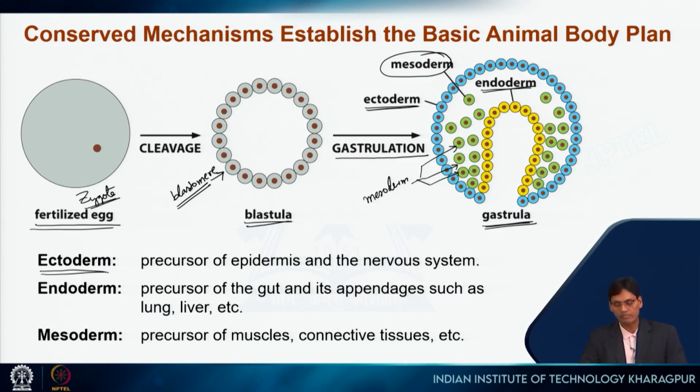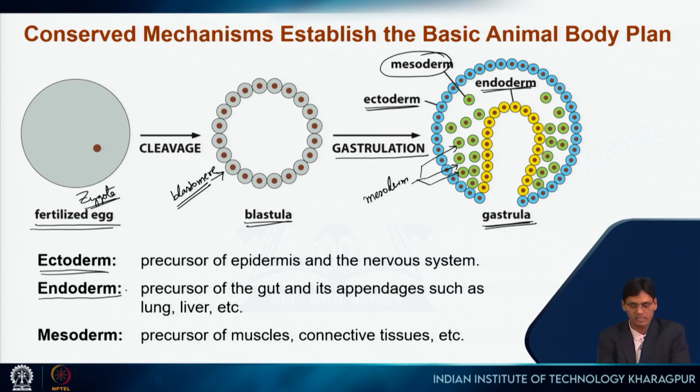So this is mostly whatever we are trying to explain. This is based on experiments on frog, but this is a conserved body plan. And now the endoderm, whatever I told at the inside, at the core, this is the precursor of gut and its appendages such as lung, liver, pancreas, all those organs are formed from this endoderm.